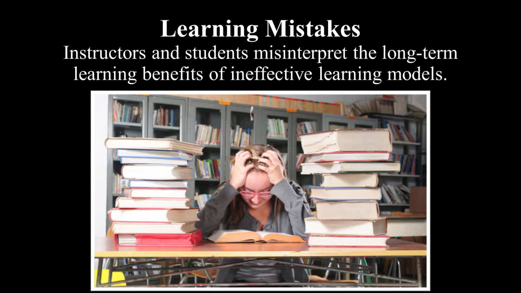Learning mistakes. Instructors and students prefer ineffective study models such as massed practice because learning gains are quick and clearly visible. These models produce learning gains in the short term, but the gains are not sustainable over time. Research shows that activities such as rereading lead to fluency illusions in which students believe they know more than they actually do. Instructors are also susceptible to mistakenly thinking their students are further along in the learning process than they really are.